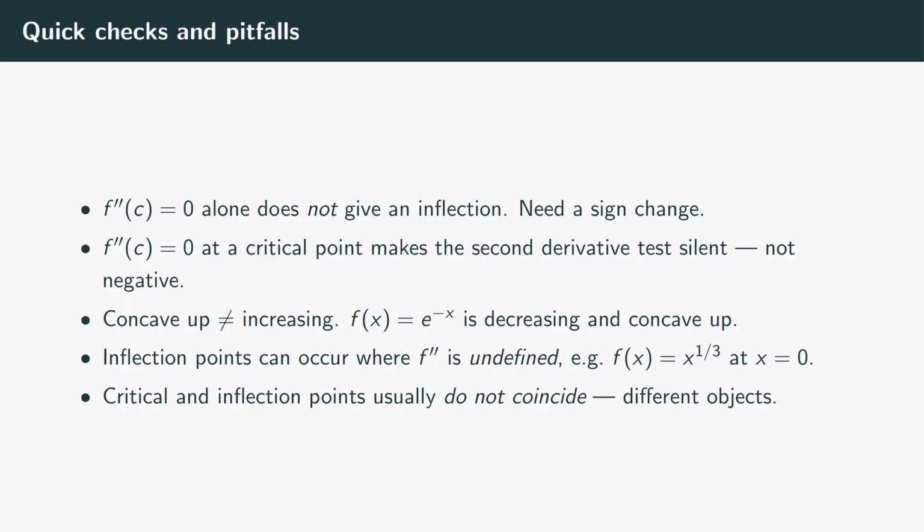Fifth, critical points and inflection points are generally different points on the graph. A critical point is where f' is 0 or undefined. An inflection point is where f'' changes sign. They don't have to overlap. In x cubed, they happen to coincide at the origin. Both f' and f'' are 0 there, but that's a special feature of x cubed, not a general rule.